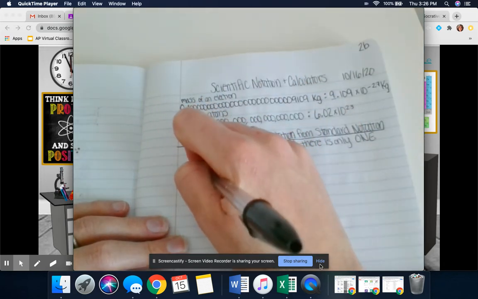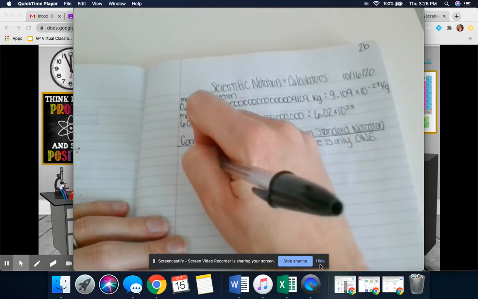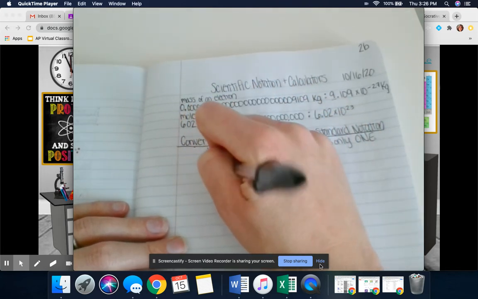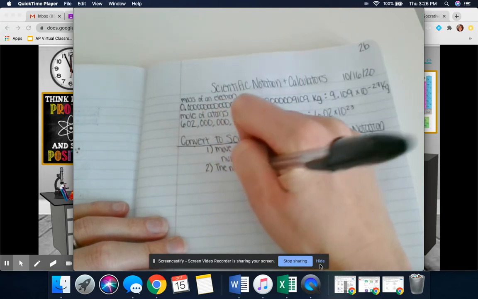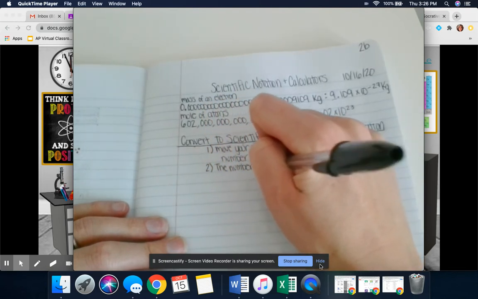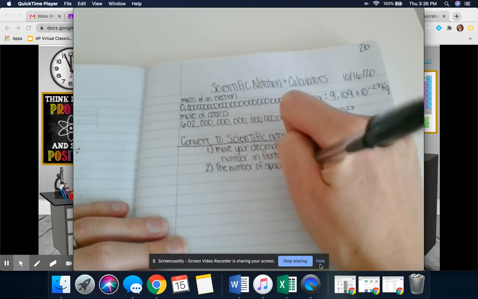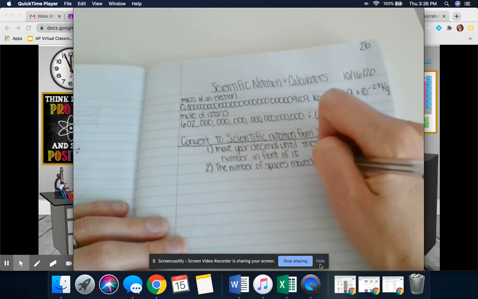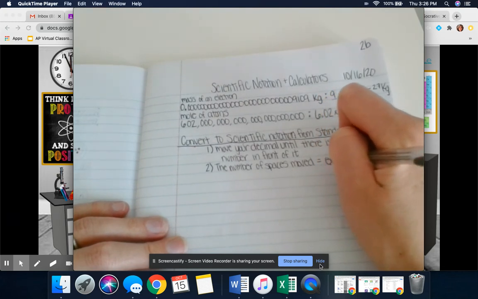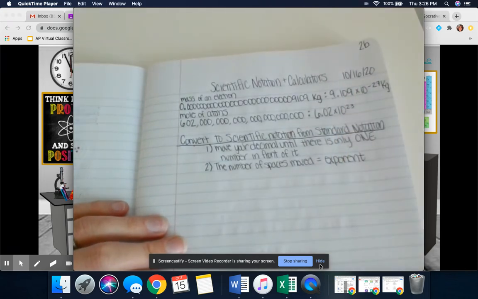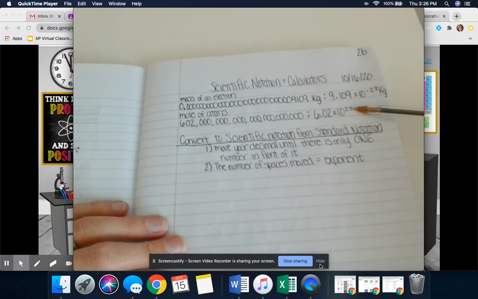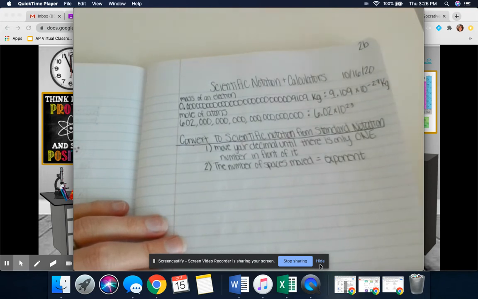So you always want to be counting as you're moving that decimal, because the number of spaces you moved is equal to the exponent in the scientific notation. Okay, so what I mean by the exponent, you should remember that this number 23 is up high as a superscript. That's the exponent. The negative 27 is written up high. That's the exponent. Okay.